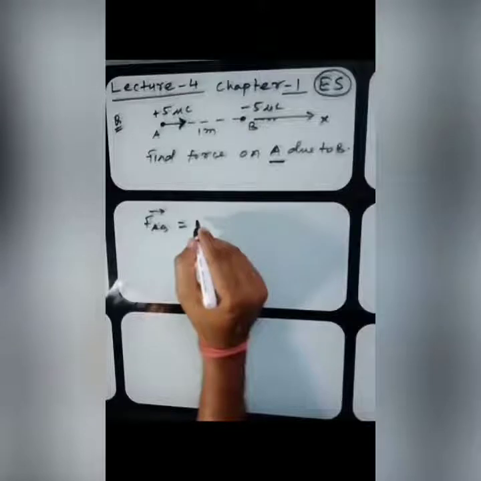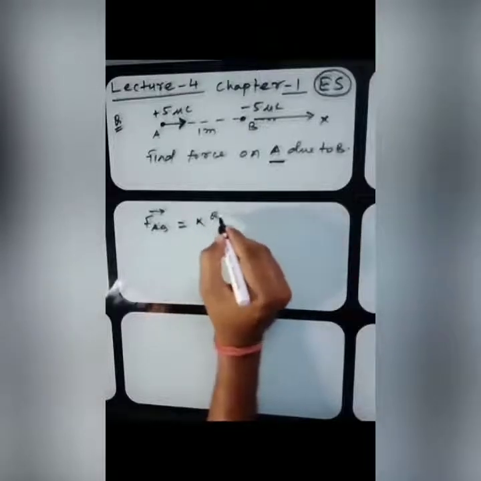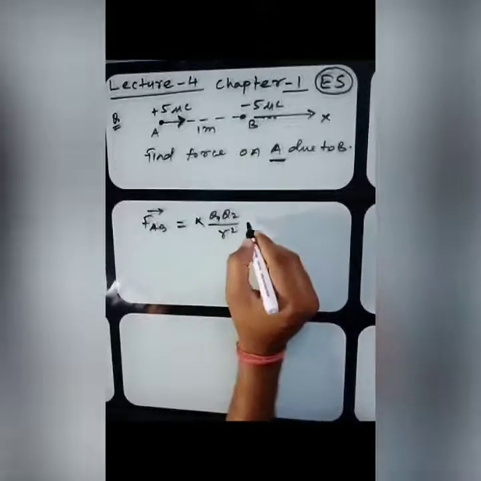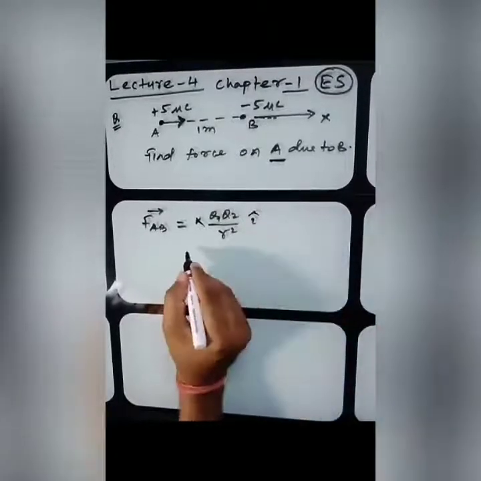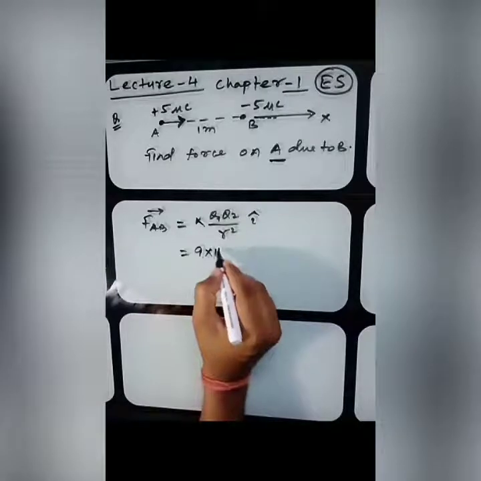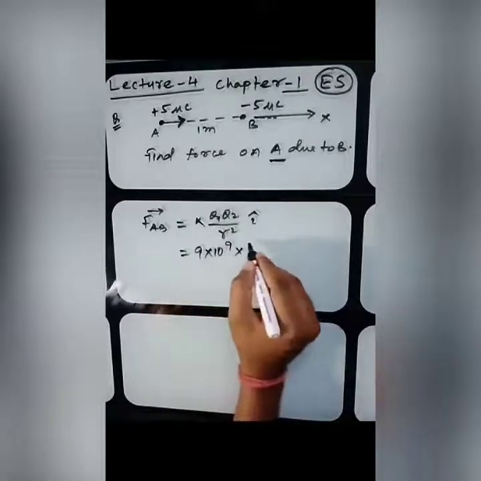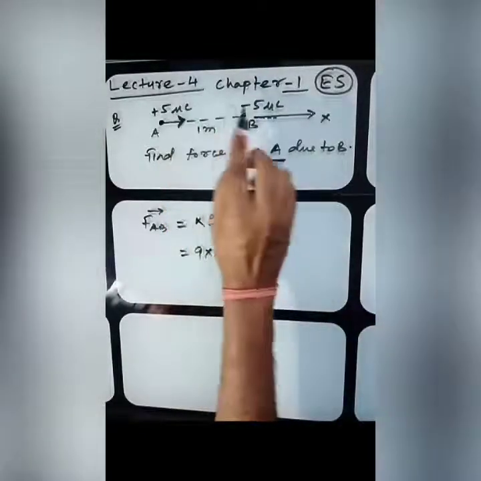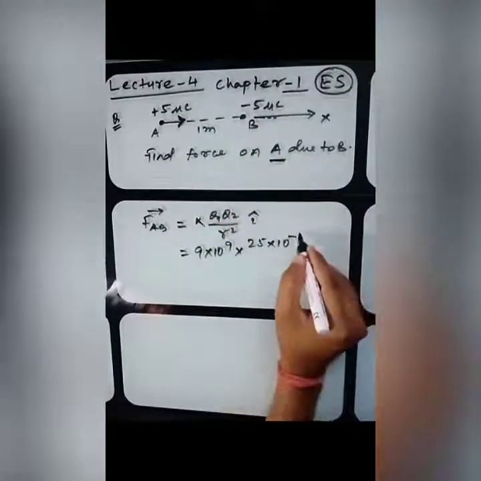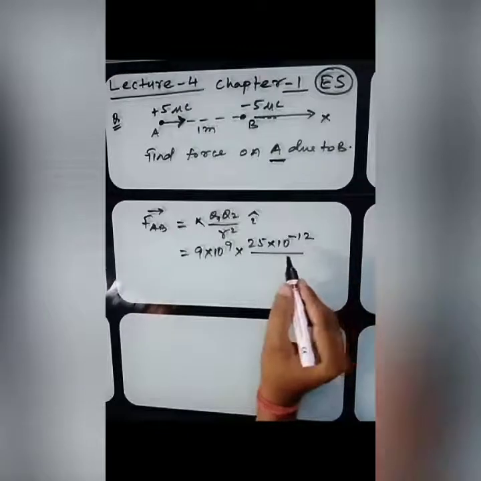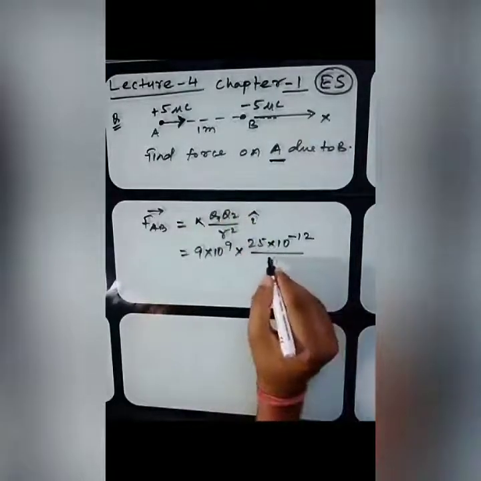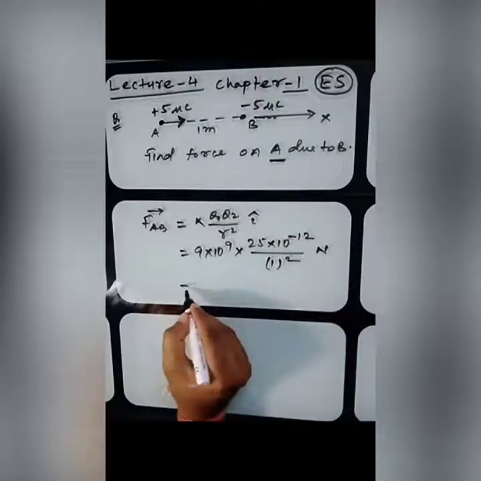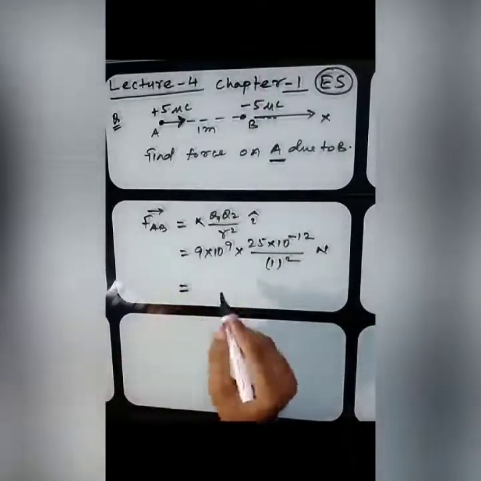Now the magnitude will be K Q1 Q2 divided by R square, and the direction will be I cap. Hope you understand. K is 9 times 10 to the power 9, Q1 Q2 is 25 times 10 to the power minus 6 and 10 to the power minus 6, that is 10 to the power minus 12, divided by R square. How much is R? It is 1 meter square, in Newton. Now you can solve this question.